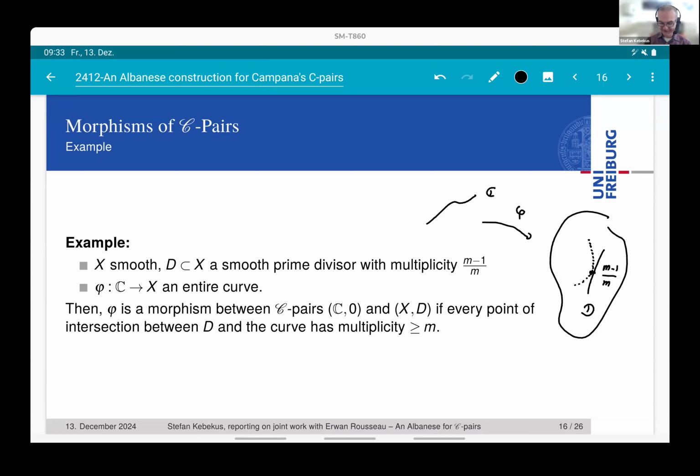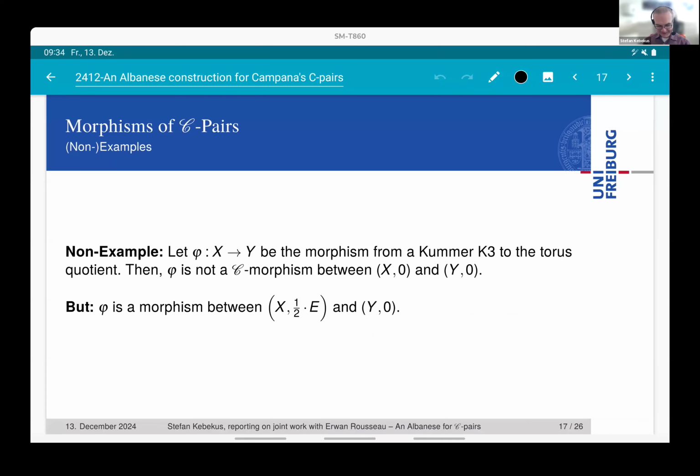So this is already an interesting example that has a bit of a history in arithmetic geometry, but I would rather not go into this today. Instead, I think maybe even more interestingly, there's a non-example. The non-example is the following.